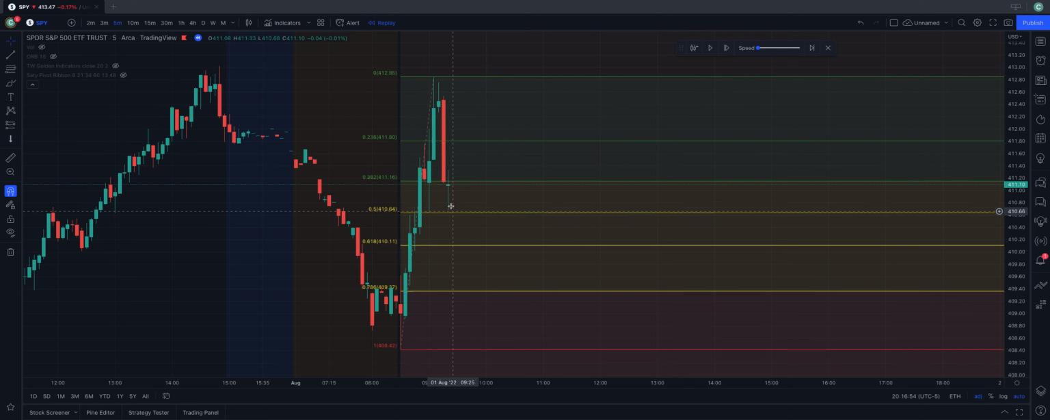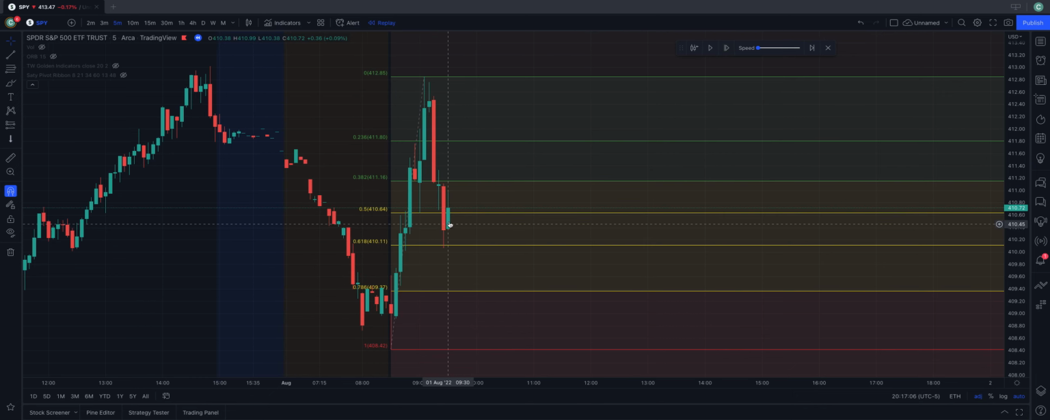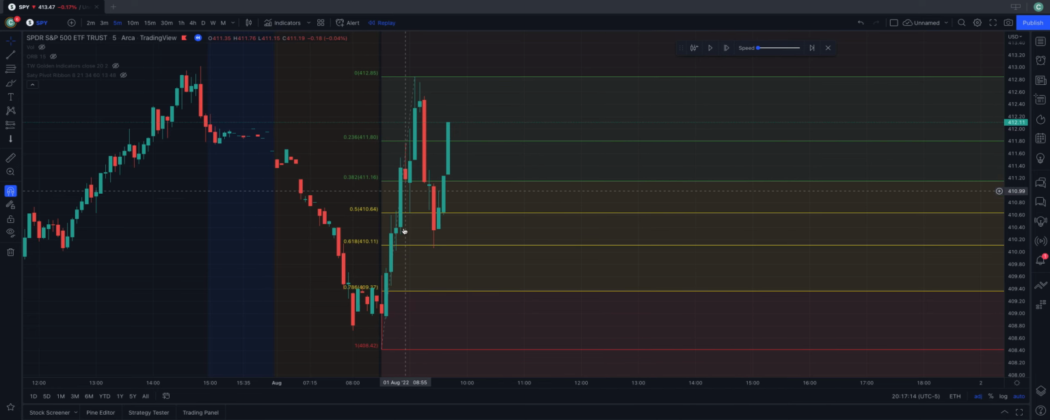Almost touched the 0.5 level right there, but we don't. Next candle, look what happens. We break down. We go below the 618 level, below the 0.5 level. Immediately bounce up, and then we get this long upper wick here, right? Go up. So what happened here is I took this trade on this candle at the 0.5 level.